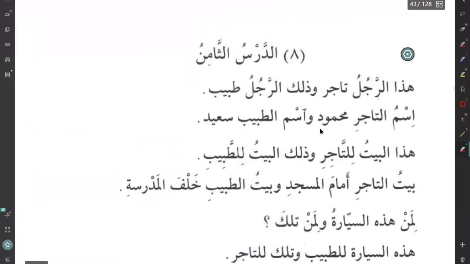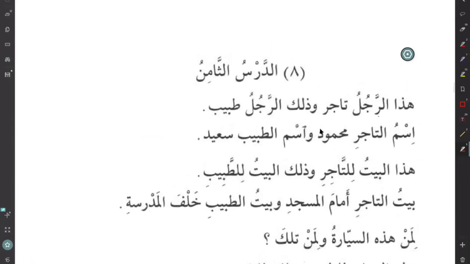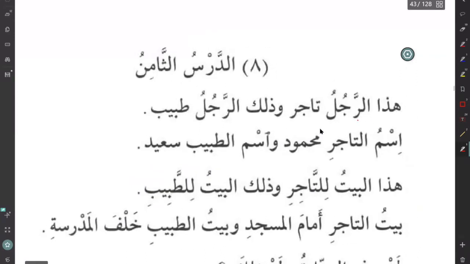Okay. Now, so we're starting with ad-darsu al-thamin. Okay, 8th lesson, mashallah. So we are in the 8th lesson. So let's quickly read them. It says, هذا الرجل. Be careful, it's not the same thing as هذا رجل. هذا رجل, it's a complete sentence. We have the mubtada definite and predicate indefinite. So this is not the case.